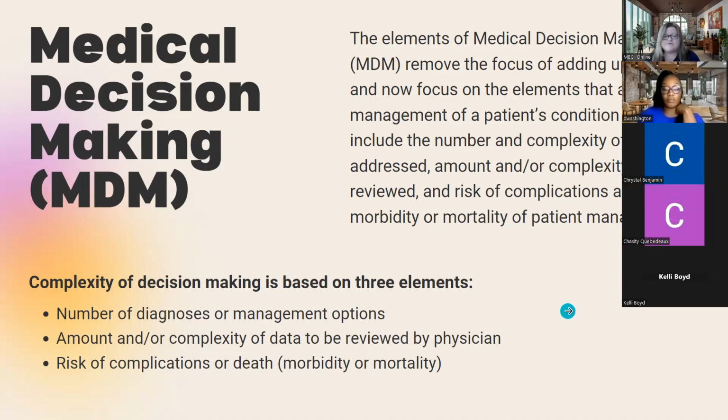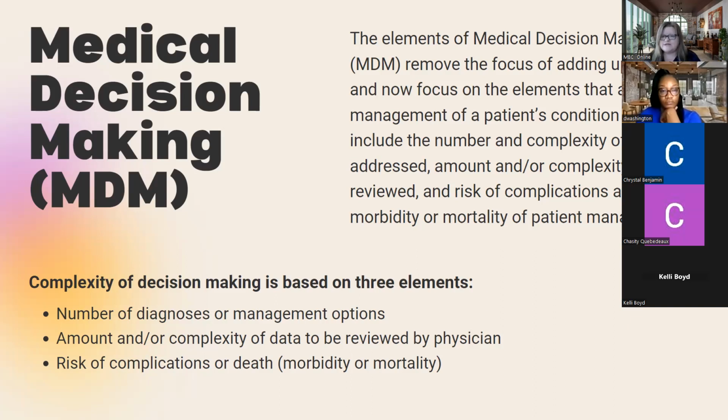Okay, so basically what this means is the three things that they're going to base the complexity on is the number of diagnosis. This is how many things the patient has going on at the time. The higher number of things or issues or problems that they have or diagnosis that they have, the higher level of complexity it is going to be. All right. And the amount or the complexity of the data to be reviewed by the physician is also going to come into play with this.